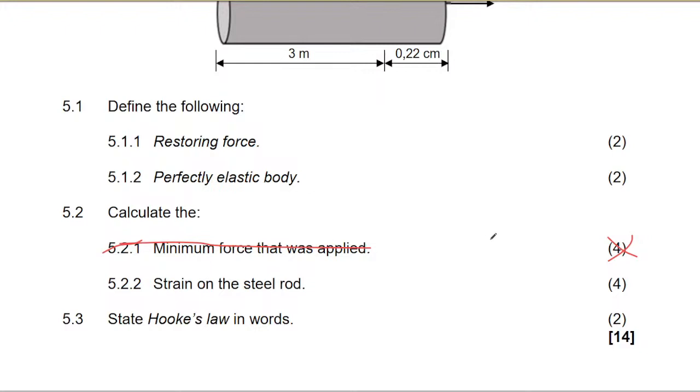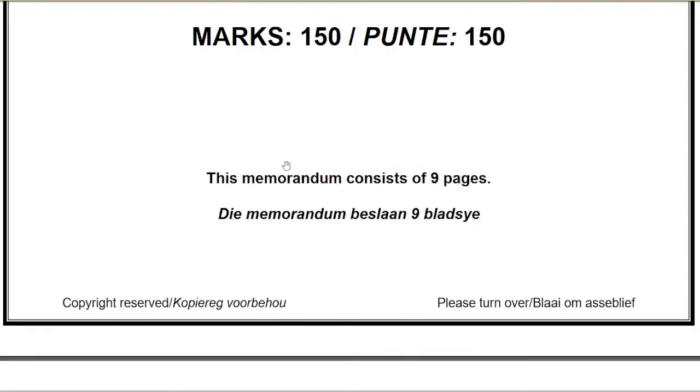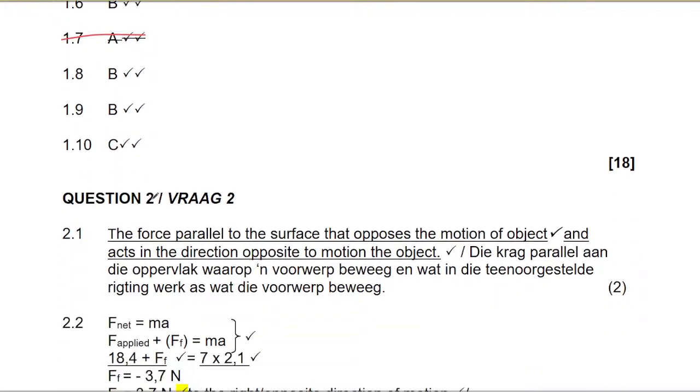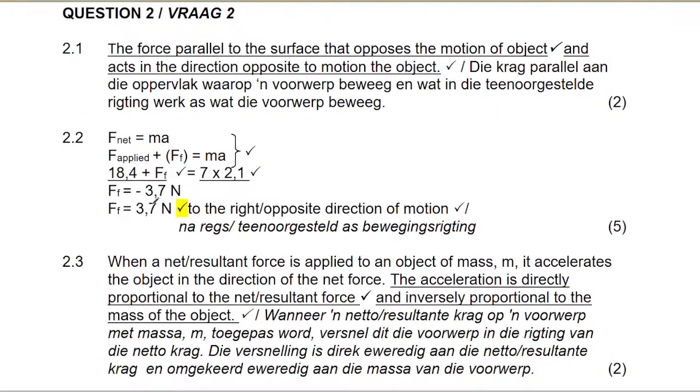So we can start with question 2, Mr. Nambane, on the memorandum. So I'll read from the question paper, and then we can discuss the memorandum. So question 2, a block of mass 7 kilogram placed on a rough horizontal surface is pulled by an 18.4 Newton force and accelerates at 2.1 meters per second squared to the left as shown below.